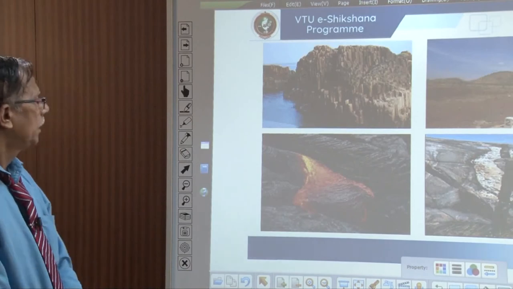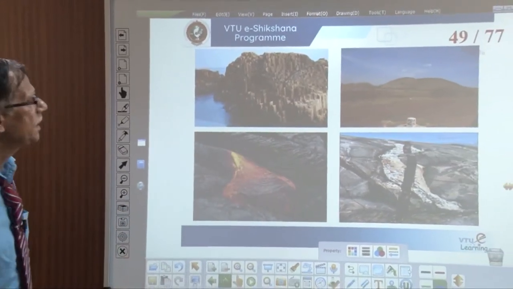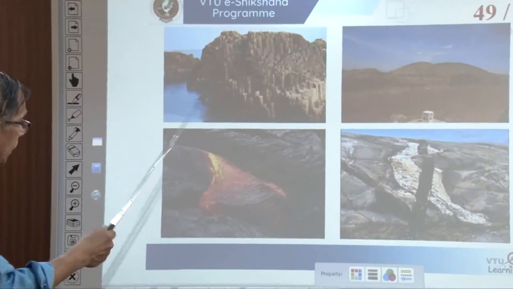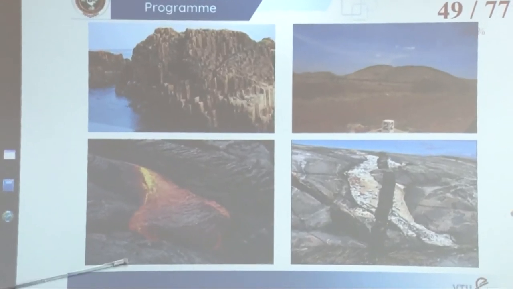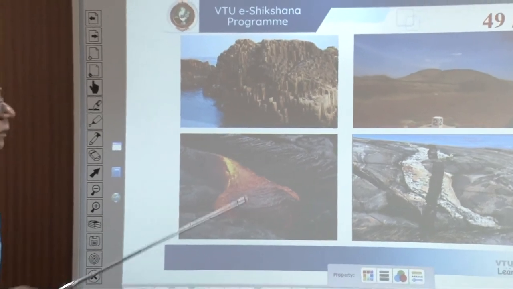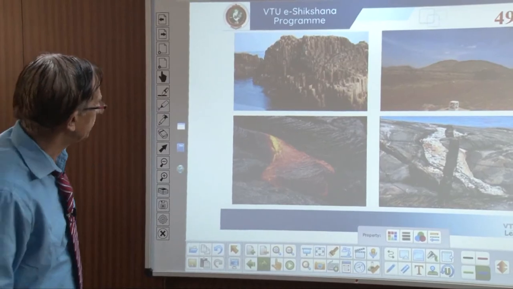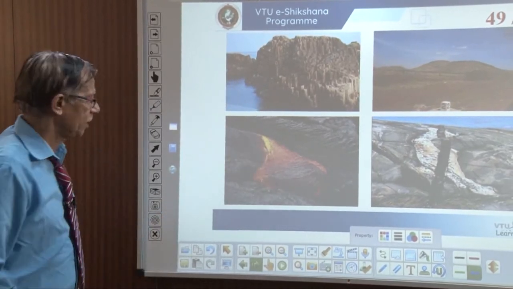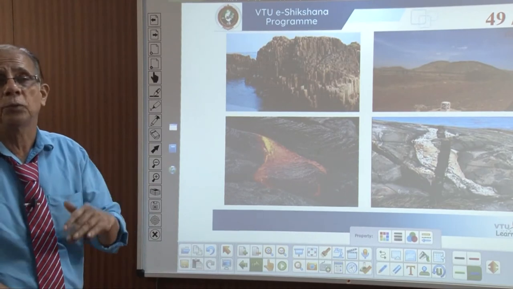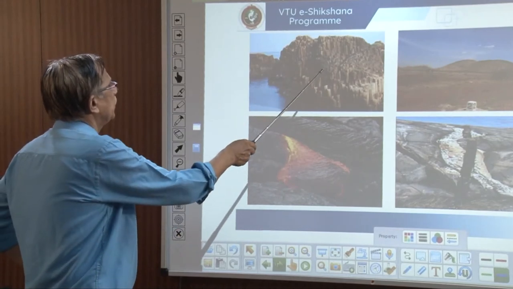Yes, a beautiful picture. Yes, this we know. St. Mary's Island. See, this eruption of lava can take place in any place, in any mode. But three different modes we have just mentioned. Now you see, St. Mary's Island. In a shallow sea, if a lava erupts, what will happen? They develop a beautiful pillow structure.